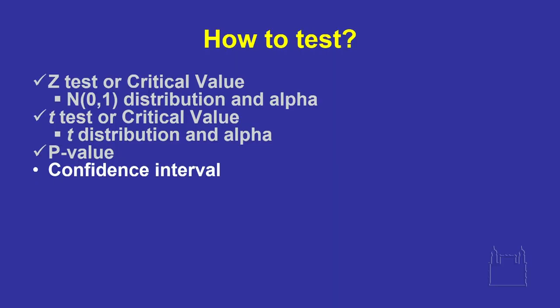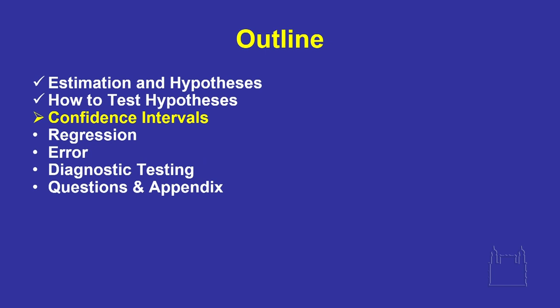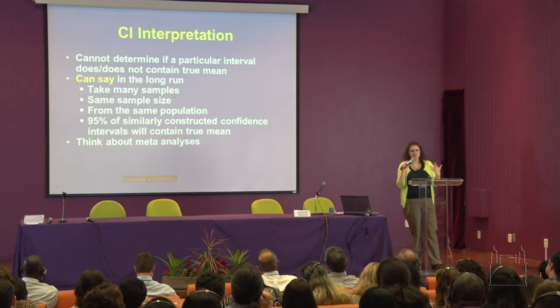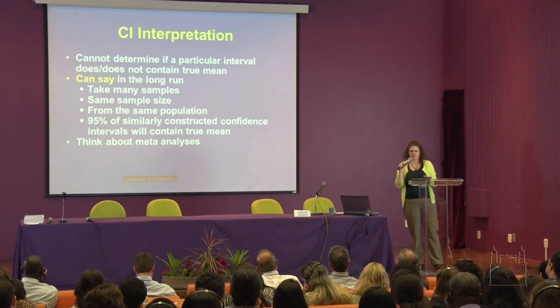So let's focus on confidence intervals. Confidence intervals get their own little part in my outline because they're that important. Hypothesis testing tends to focus on where the sample mean is located. In confidence intervals, we're trying to get after this inference idea, where the plausible values for the population mean, not the sample mean, are located. In general, the best way to estimate these is the bootstrap. Again, go see your statistician. Paul and I are busy, but this is what we like to do.